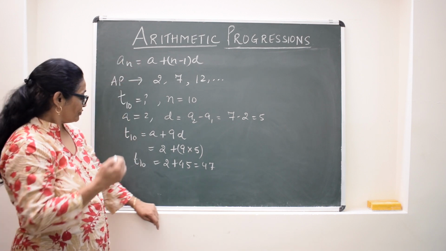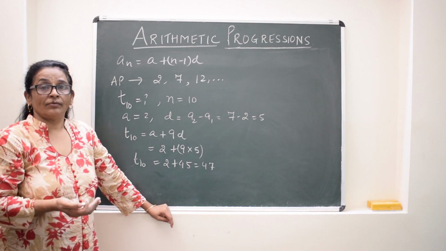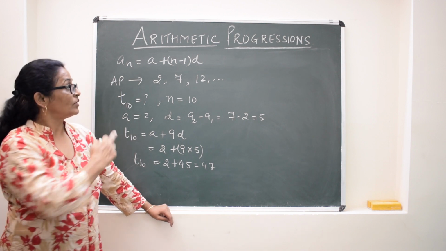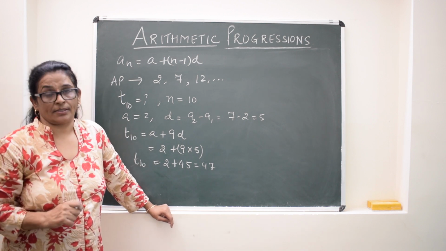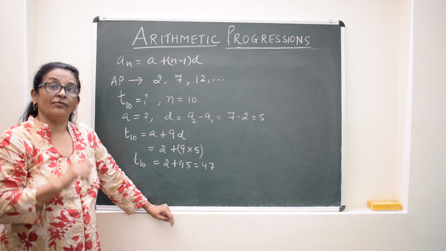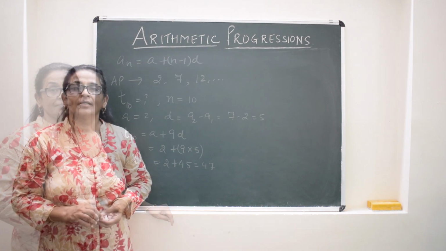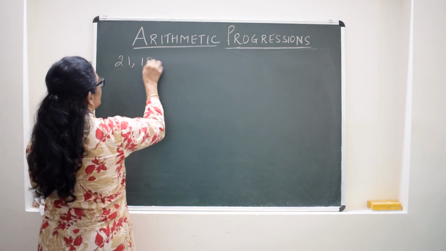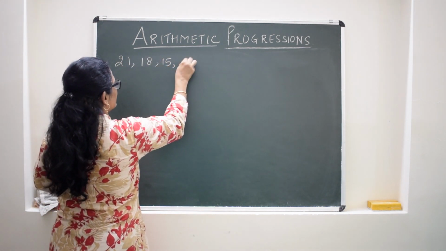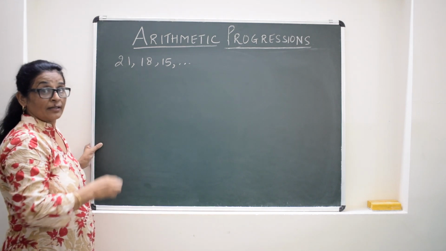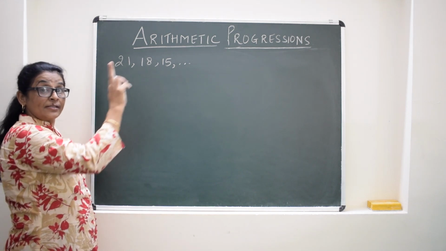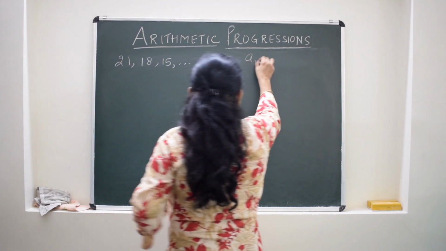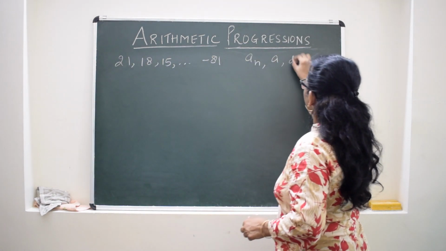Okay, now the next thing we will see: suppose any series is given in descending order. This is what we have seen here, d is positive. Now let's do another example where d is negative. Now if the AP is given as 21, 18, 15 and so on, we have to check which term of this AP is minus 81. Now as I told you, an, a, d and n.